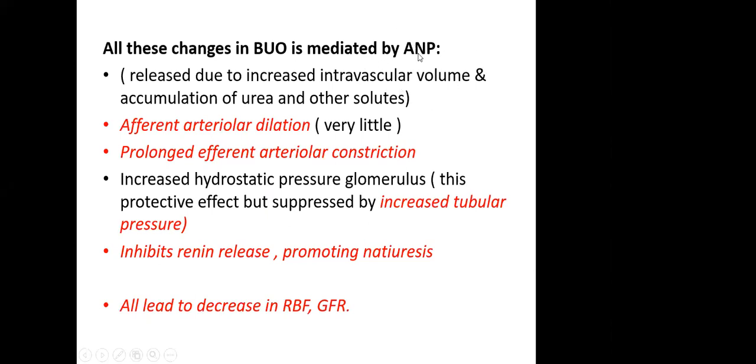So remember, this is the exam question. Changes in unilateral ureteric obstruction are mediated by vasodilators, but changes in bilateral ureteric obstruction are mediated by ANP, that is atrial natriuretic peptide.